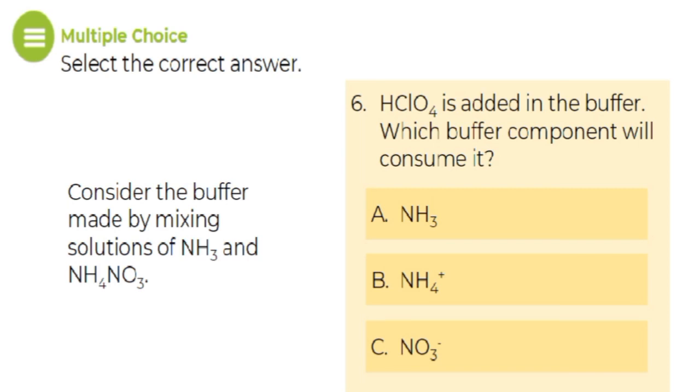Number 6. Consider the buffer made by mixing solutions of NH3 and NH4NO3. The question is, HClO4 is added in the buffer. Which buffer component will consume it? Is it A, the NH3, B, NH4 plus, or C, NO3 negative?